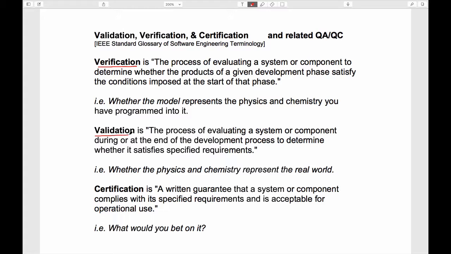The other one is validation, and validation is different. It's not meaning that it's satisfying the equations that are really in the system, but it means that it satisfies reality.